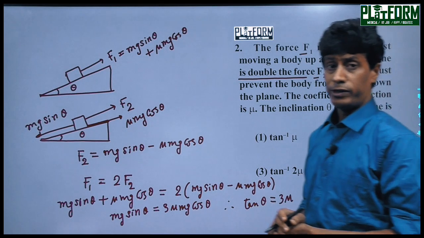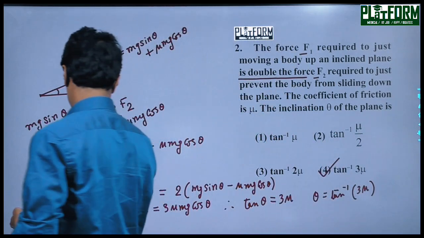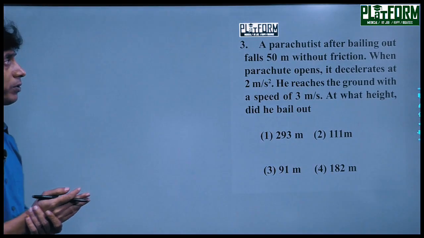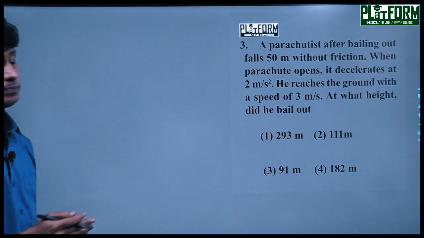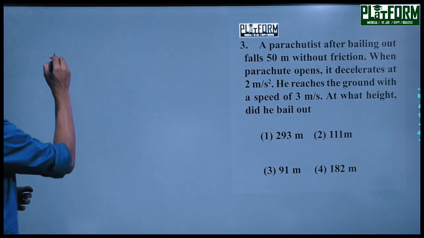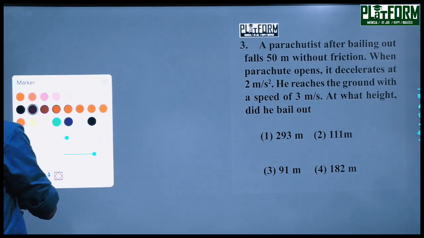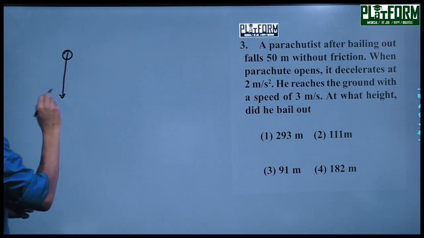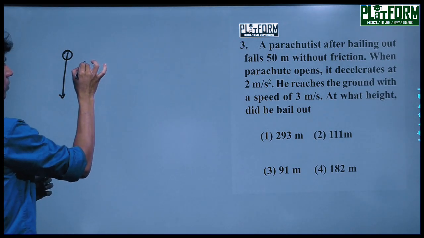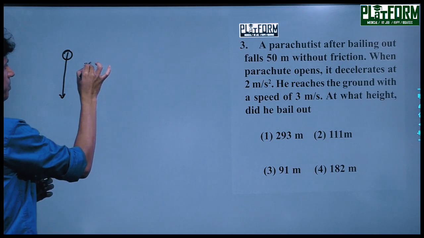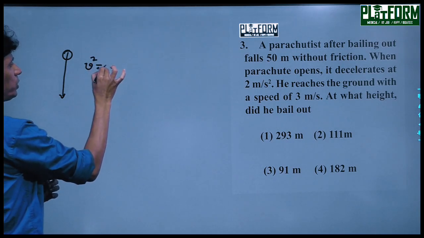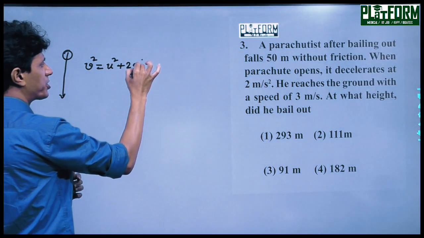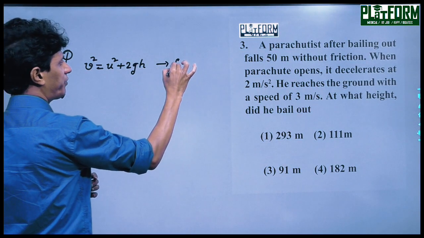Moving on to the next problem, let us see what the problem is. So next question, question number 3: a parachute after bailing out falls 50 meters without friction. So here the parachute falls 50 meters without friction, that is free fall. We can say the velocity v square equals u square plus twice gh. It is actually free fall.